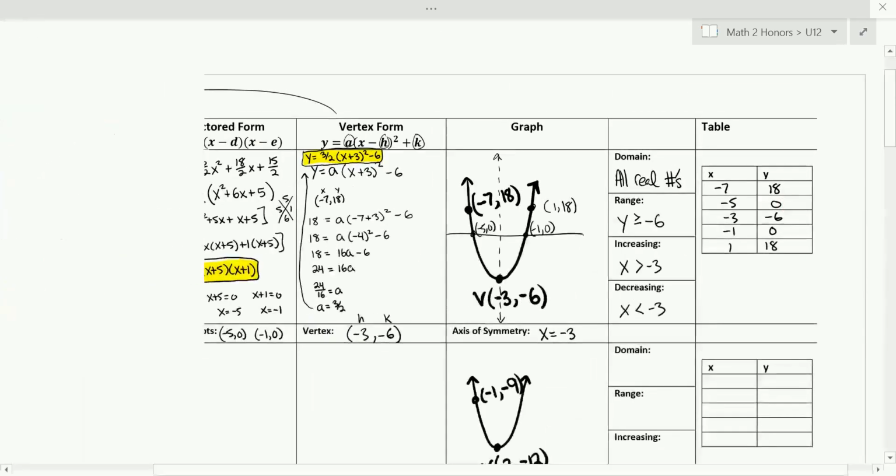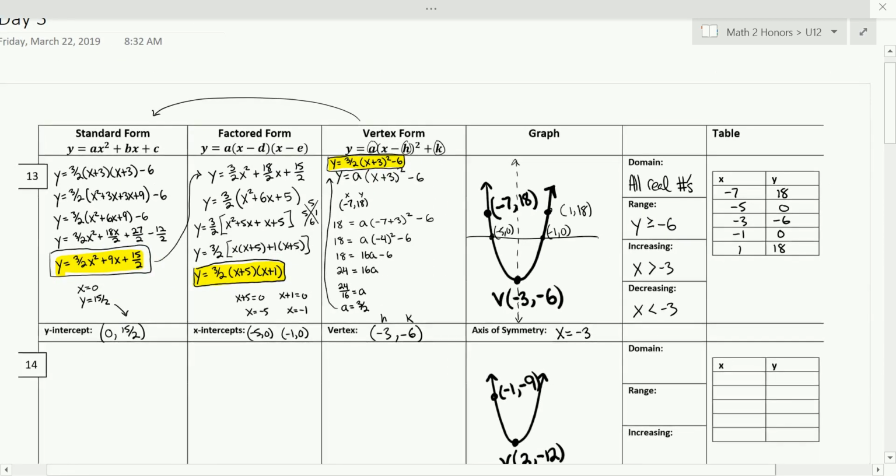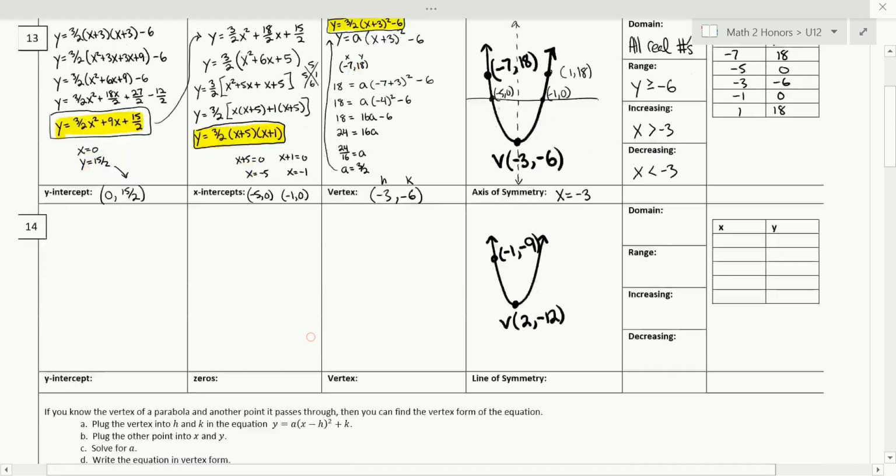All right, so lots of stuff there. Any questions from you before we leave this? This is what you're going to be doing on number 14 on your own, okay? It'll be very similar to this. All right. On to the next page.